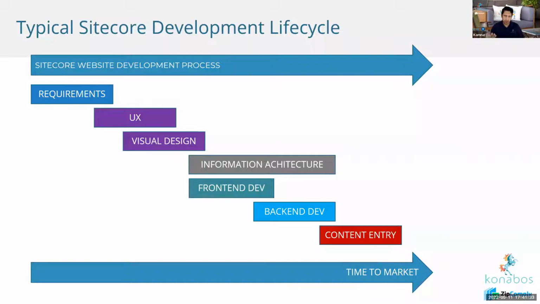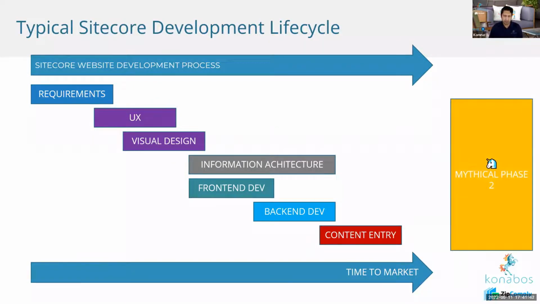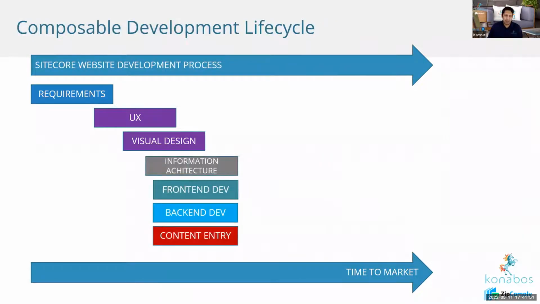you get a bunch of people who rush in and try to build up the site and enter the content, and then somewhere way down the line, you may end up with this mythical phase 2 that we keep talking about, and you might get onto that personalization stage, right? What we found with the composable approach is it can all be shortened because we can run a lot of these stages in parallel.